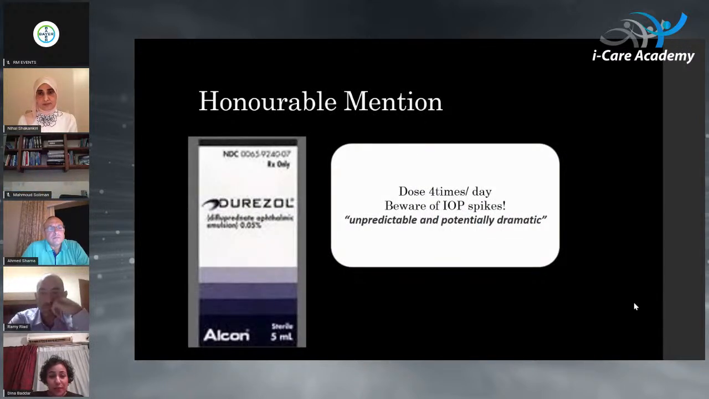Okay, here's an honorable mention. Durezol, the difluprednate, is on the Egyptian market, and it works really well for uveitic macular edema. But, and I cannot stress this more, the dose is a maximum of 4 times a day. It does not replace prednisolone acetate, because the IOP spike is much more common, and it is twice as potent, and the IOP response is, quote unquote, unpredictable and potentially dramatic. Anybody using difluprednate postoperatively on uveitic patients that's available on the Egyptian market?